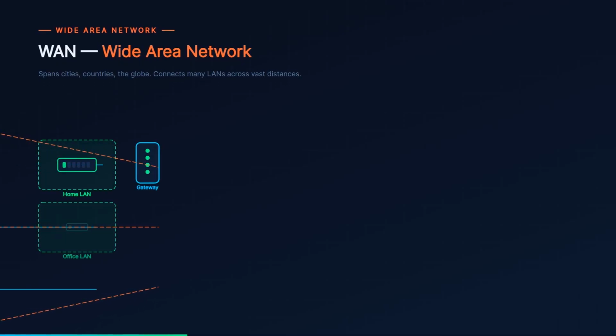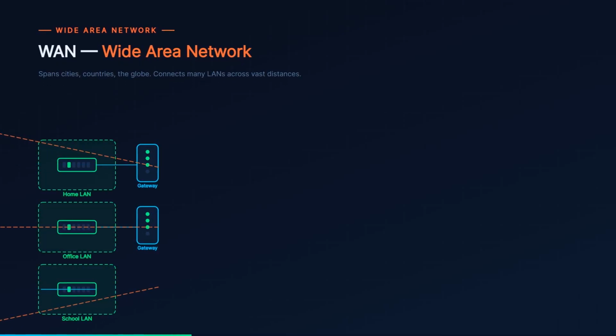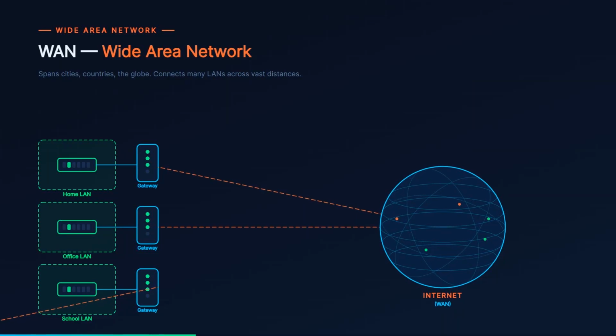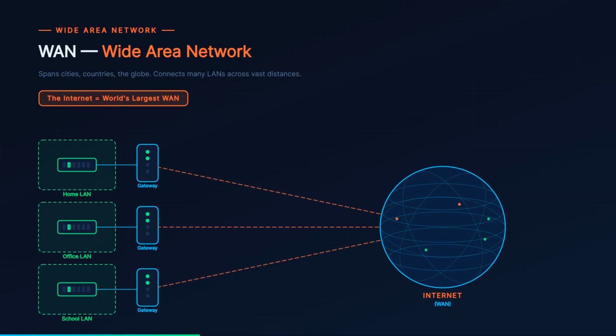WAN. The internet itself is an example of a WAN or wide area network. A WAN connects multiple LANs together across large geographic distances, across cities, countries, and even the entire globe. Your home LAN connects to the internet through your gateway, making it part of this massive worldwide WAN.